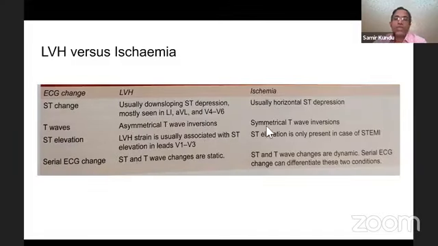Another frequently asked question in examinations: the difference between left ventricular hypertrophy and ischemia. In ischemia, there is usually horizontal ST depression and symmetrical T wave inversion, and ST segment elevation occurs during STEMI. The ST-T changes are dynamic. But in left ventricular hypertrophy, the ST segment is downsloping with convexity upwards, there is an asymmetrical T wave, and there may be ST segment elevation in leads V1 to V3. And the ST-T segments are usually static. So there is a difference between ischemia and left ventricular hypertrophy.